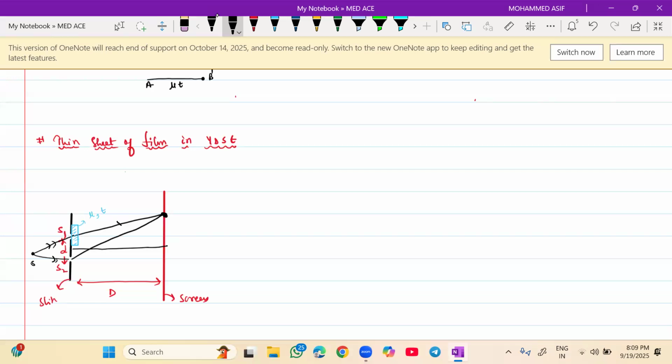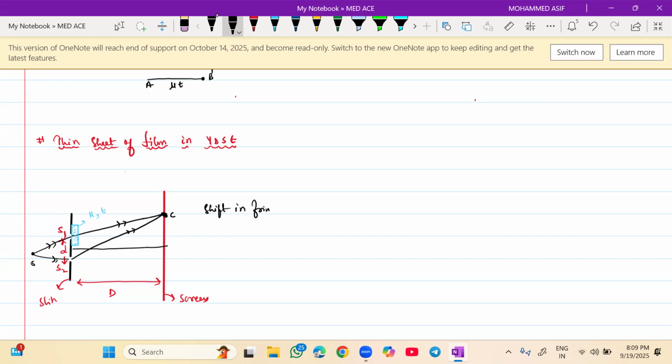Let's see when these rays of light are interfering. When this sheet was not kept, it was exactly incident at point C. When you keep this sheet, the ray travels some extra distance. That extra distance I need to calculate. That means I need to calculate the shift in the fringe pattern. So how do you calculate the shift in the fringe pattern? Shift in fringe.